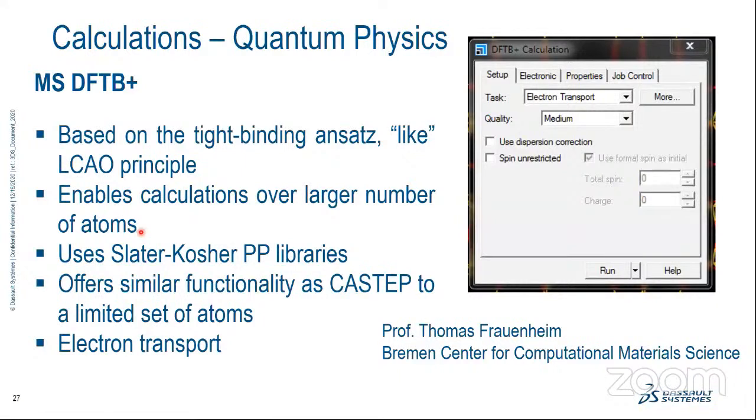Now, if you are looking at electron transport properties typically used in developing the next generation battery materials, you can use tight binding DFT, which is quite fast and quite easy to perform as well.